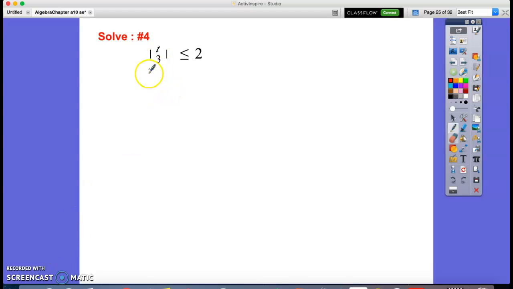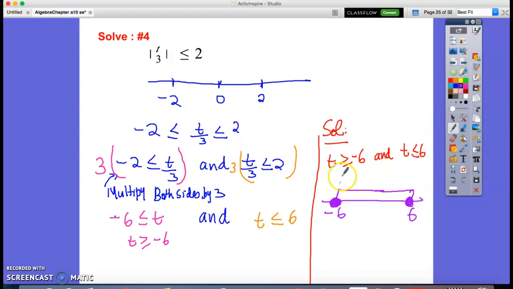Now try this one on your own and then check it. So you should get the solution as t greater than or equal to negative 6 and t less than or equal to 6. And this is the graph.